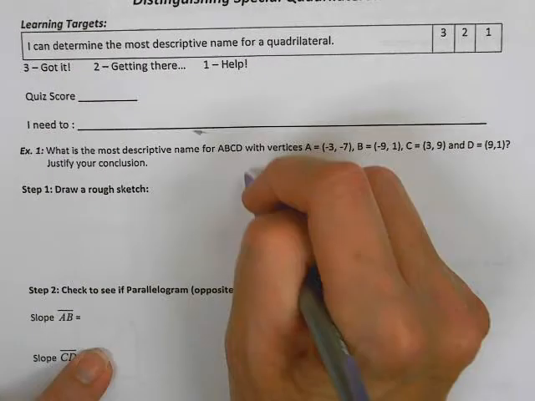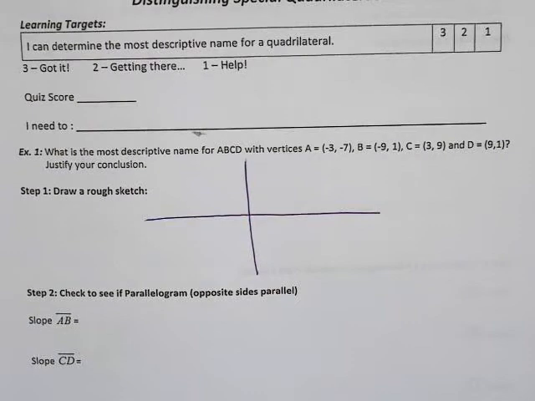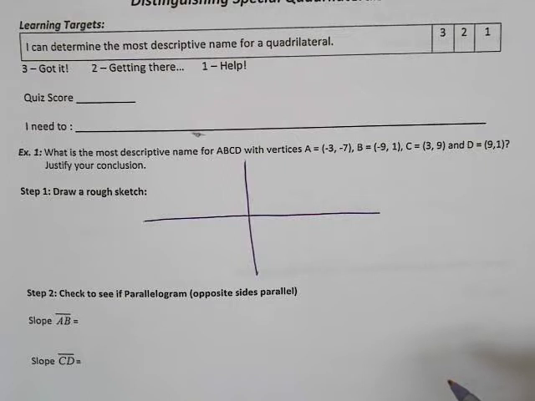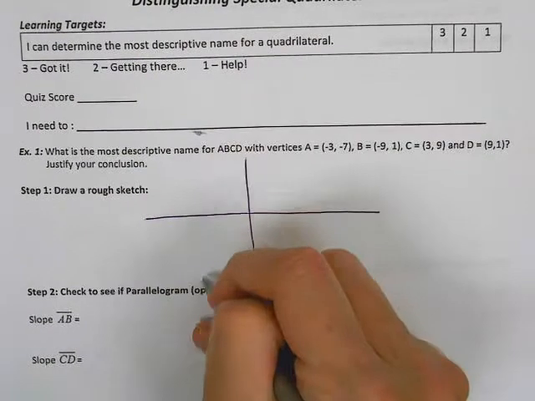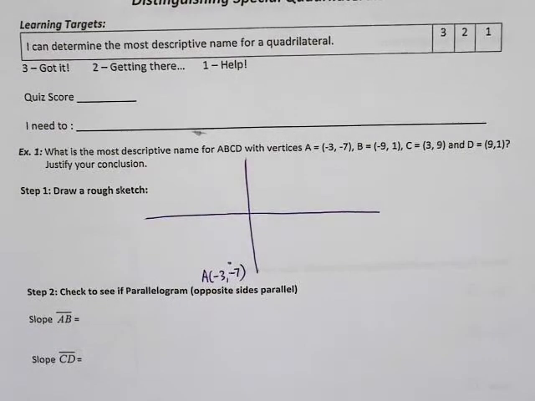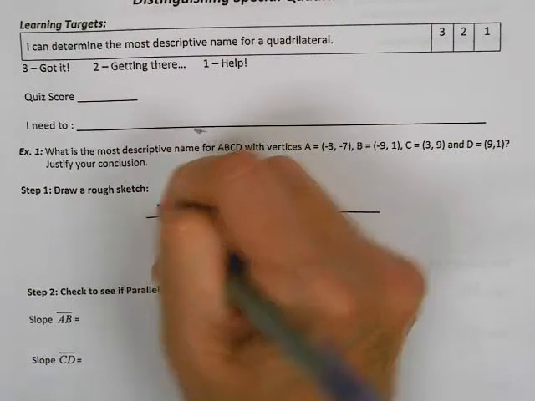So first one is just to draw a rough sketch, and that doesn't mean to put tick marks on everything and totally sketch it out. A is -3, -7. So I would do something like this. -3, -7, I would say is down there. I do encourage you to label the points. It's much easier if you see them on your diagram. B is -9, 1. So I'd say -9, 1. Let's put that out here.